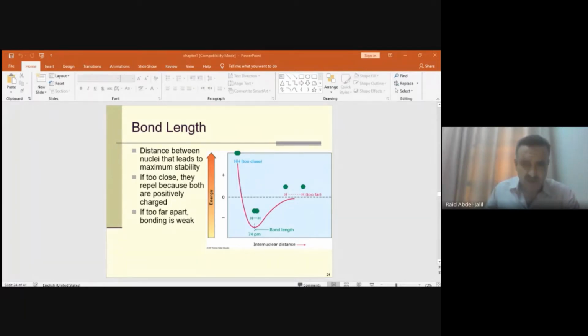About the bonding. Is there any question so far about the scheme or the diagram that I have explained so far? Is there any question? All right, perfect. Okay.